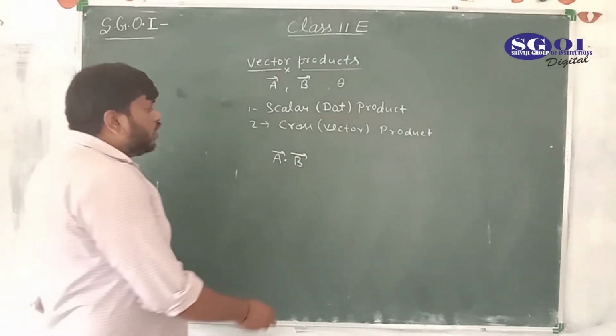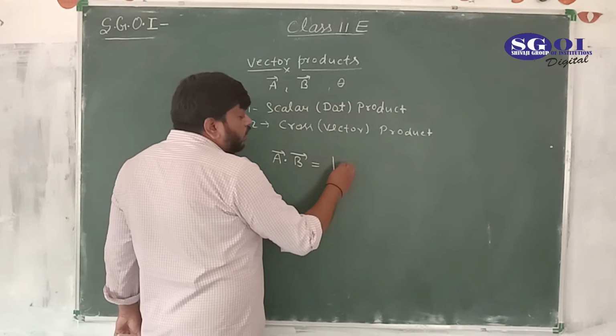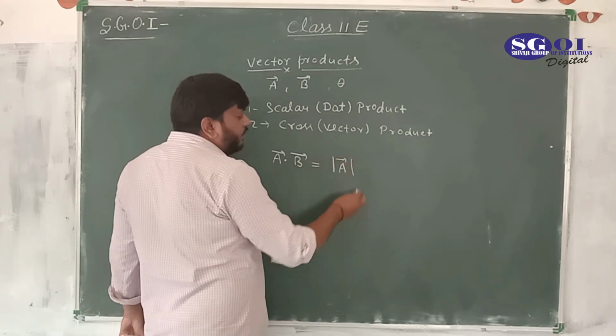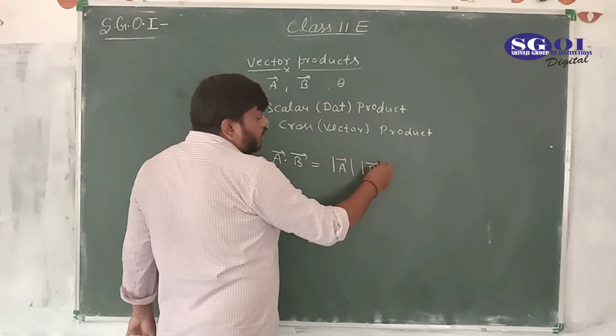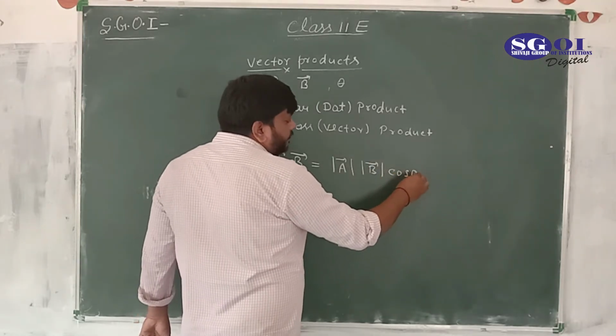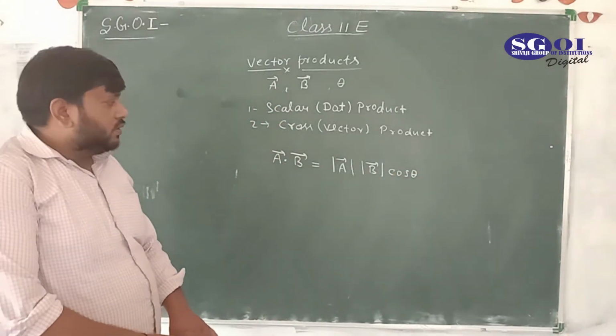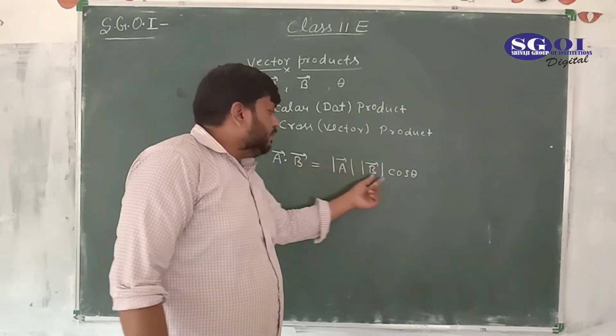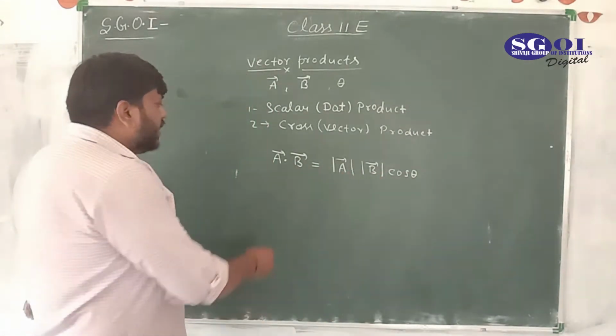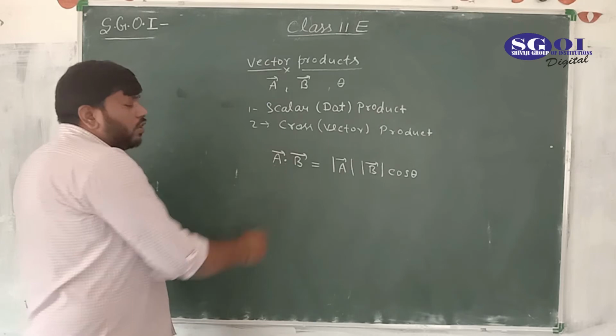Okay. A dot B equals what? Modulus of A, that is the magnitude of A, times modulus of B, the magnitude of B, times cos theta. Theta is the angle between A and B. So this is the formula for finding the dot product of A and B.